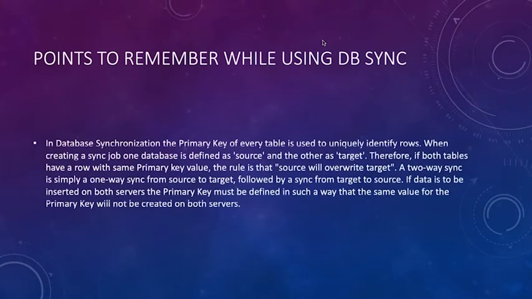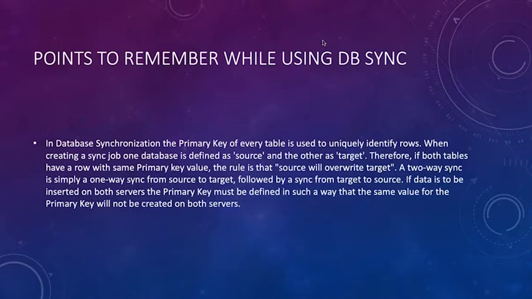So points to remember: in DB synchronization, the primary key of every table is used to uniquely identify rows. When you're creating a sync job, one database is defined as source and the other as target. Therefore, if both tables have a row with the same primary key value and the rule is that source will override the target, then a two-way sync is simply a one-way sync both ways. In this, both source and target database can override each other, so they will just synchronize.